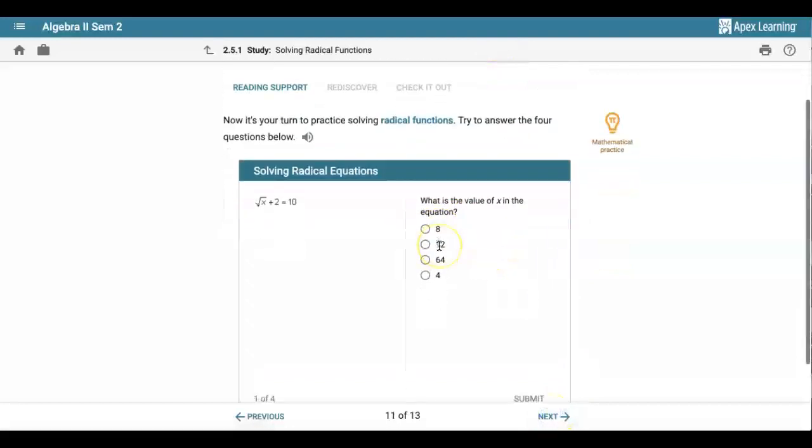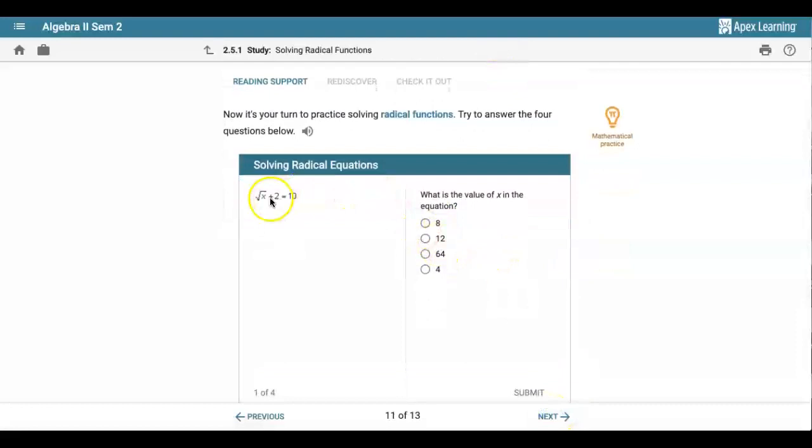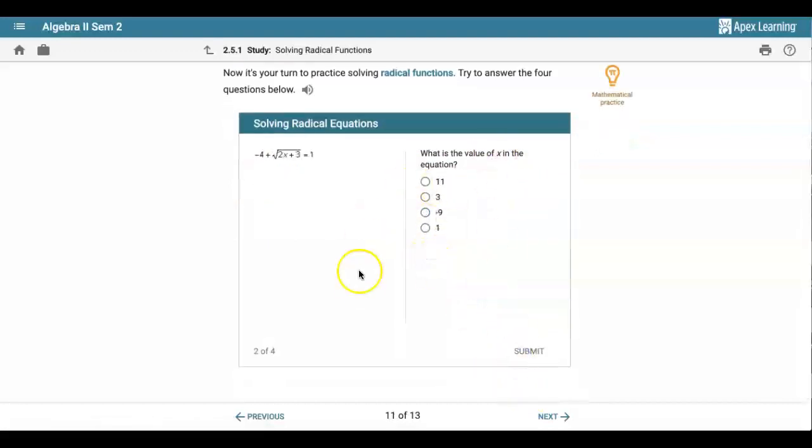Okay. So then here, again, solving, you'd have to isolate the radical. So get 2 to the other side, so minus 2 on both sides. Okay, so you've got square root of x is equal to 8. Then you're going to square both sides. So 8 squared gives us 64. Right? So that's how you would work this problem.